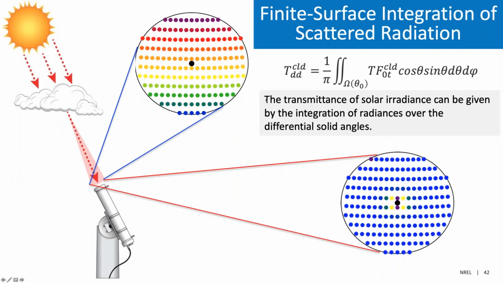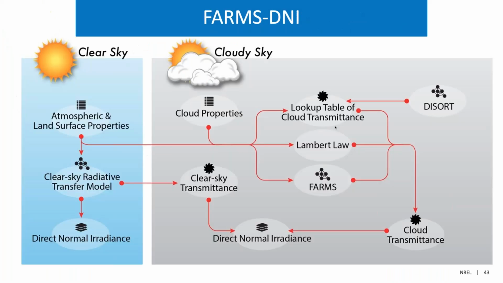So we've developed a new model, and Dr. Yuji has led this effort, which we're going to implement in our newer version of FARMS, and this will essentially solve this problem. Essentially, what we're going to do is, the transmittance can be given by the integration of radiance over different differential solid angles, and that's what we are looking to do.